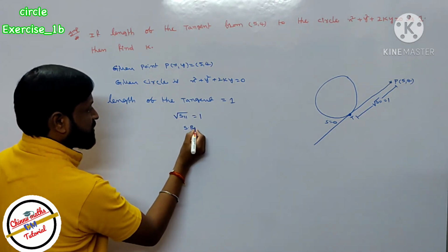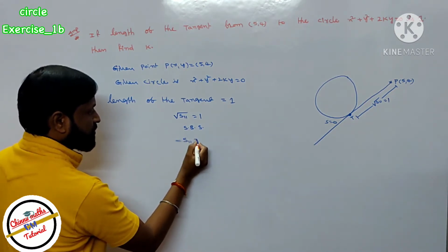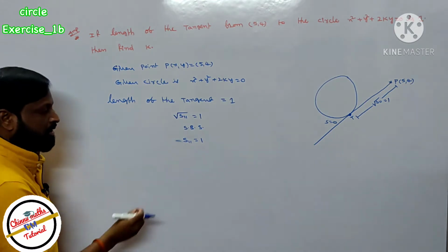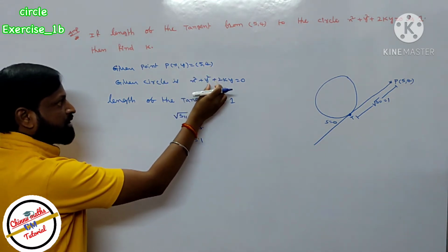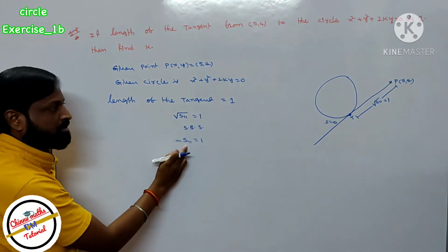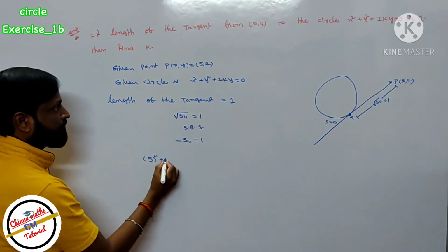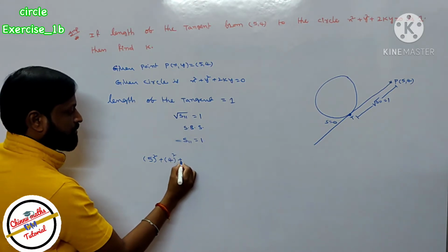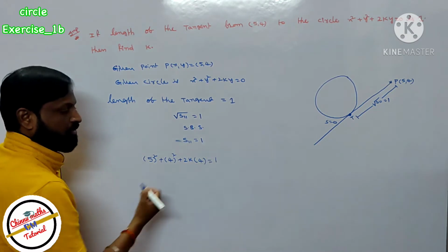Squaring on both sides, what will we get? S11 equal to 1 square. 1 square is nothing but 1. S11 means power of the point. The given point substituted in the given circle will give S11. Already we know that. So that means 5 square plus 4 square plus 2k into 4 is equal to 1.